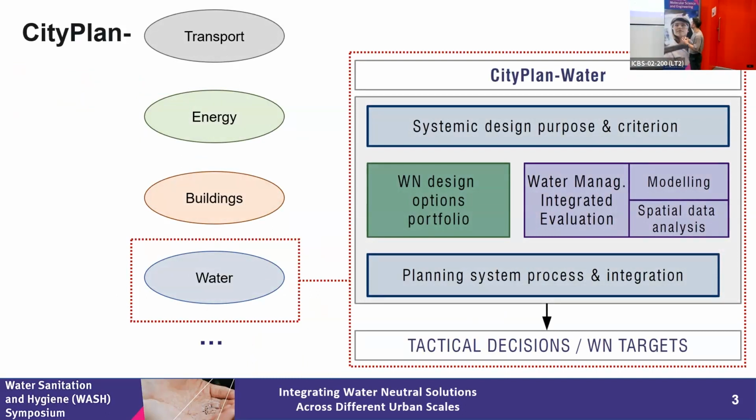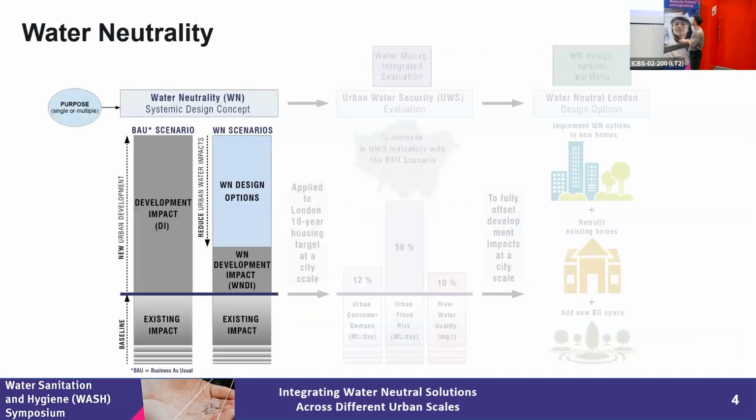The second one introduces a series of design options portfolio. And finally, the water management integrated evaluation toolkit, where we have some modeling and spatial data analysis. These will all follow the planning system process from the UK and will have London as the main case study. This will give us some tactical decisions or water neutrality targets.